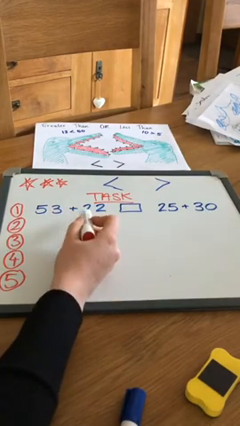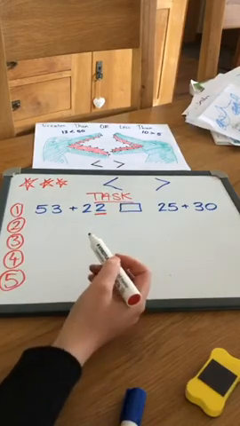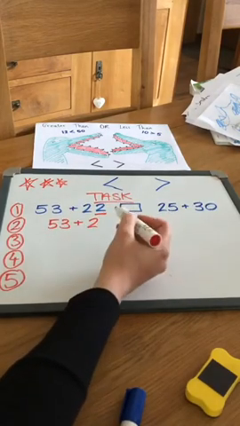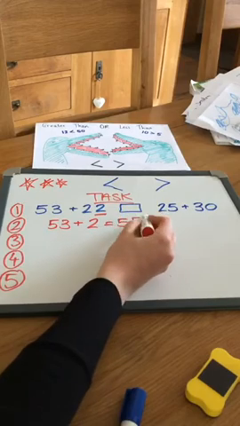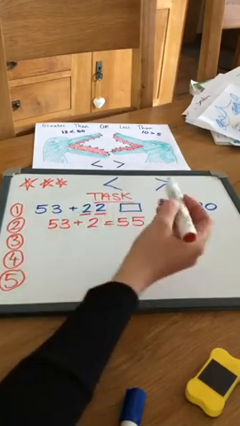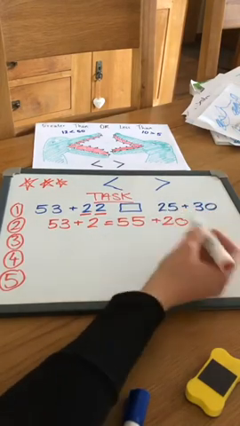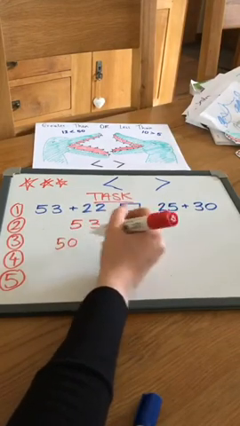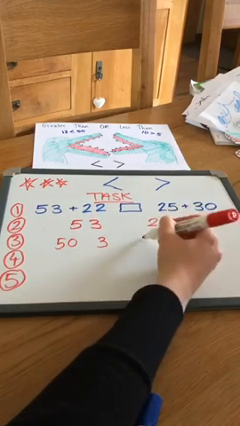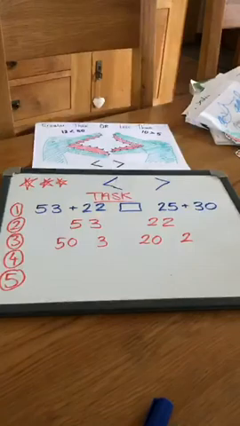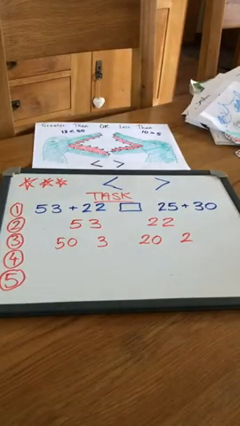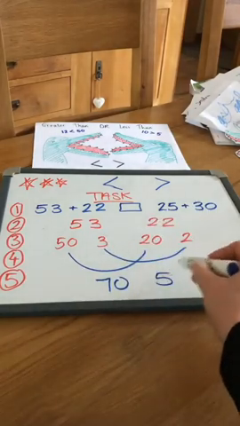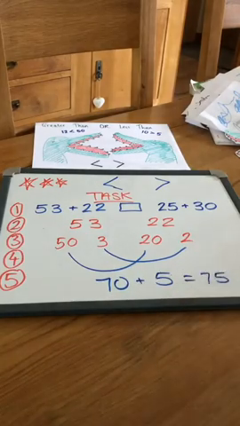So we have 53 add 22. So if we add on our ones first, so we have 53 add 2, that gives us 55. And then we can add on our 20. 55 add 20 gives you 75. So 53 is made up of 50 and 3. 22 is made up of 20 and 2. So we have 50 add 20, 70 and 3 add 2, which is 5. So then we have 75. So that's one way of working it out.